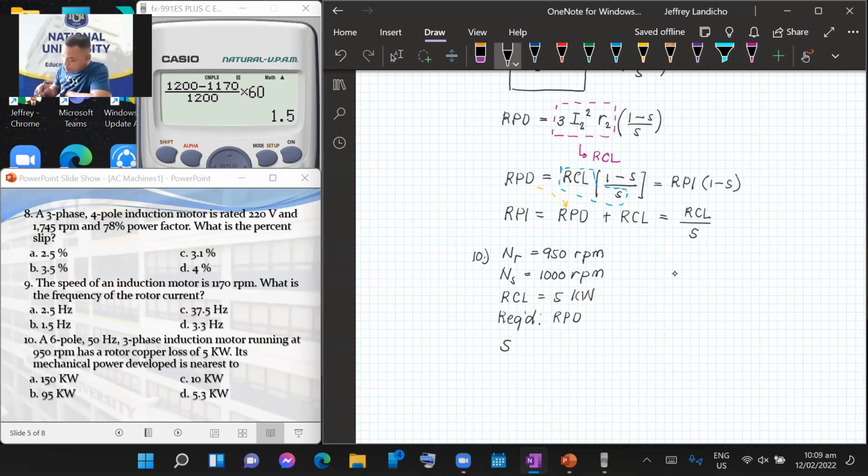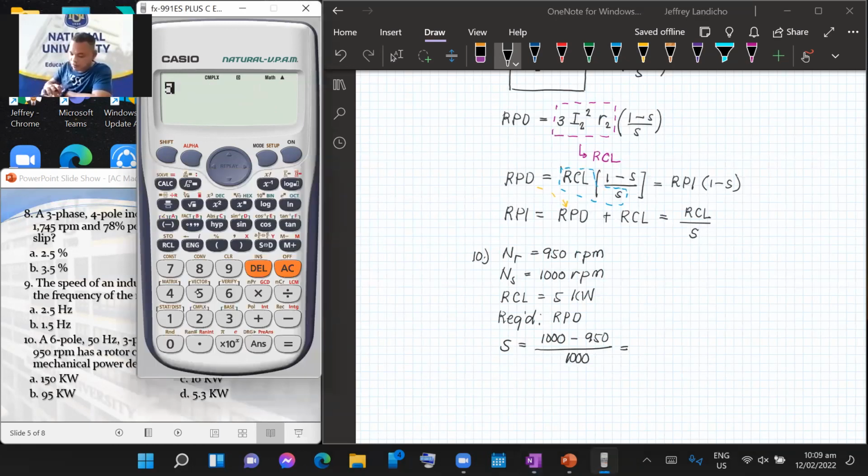So, kunin lang muna natin si percent split na kailangan natin. No? NS minus NR over NS. So, ilan yan? 50 over 1,000 na lang. So, 0.05. Okay, so wala problema. We have already derived RPD.